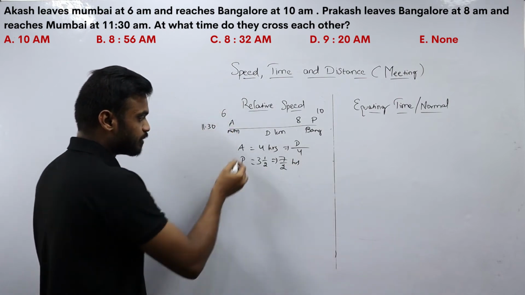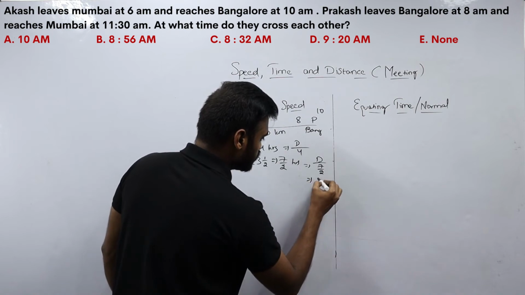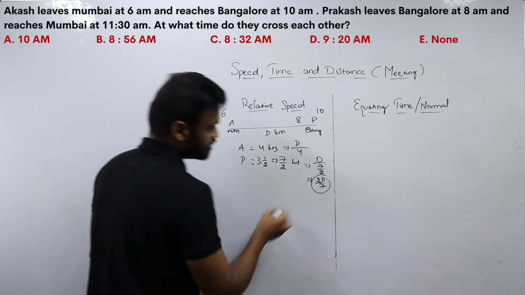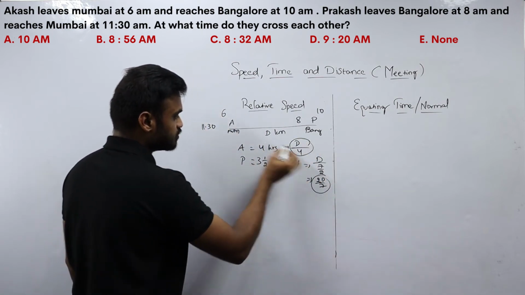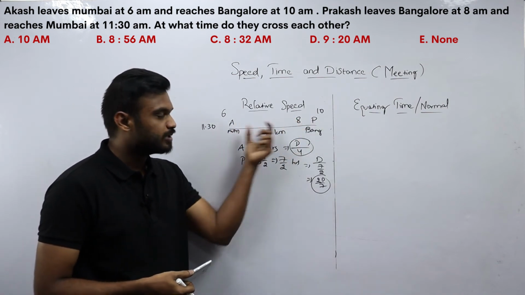Now, what is the total speed of Prakash? That is d by 7 by 2, equal to 2d by 7. This is the total speed of Prakash and this is the total speed of Akash. Now we need to find out the total time taken by Akash and Prakash to meet each other.